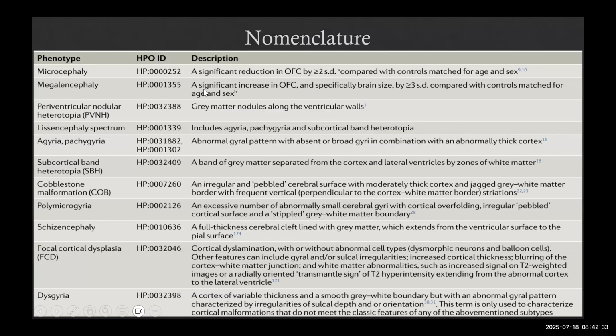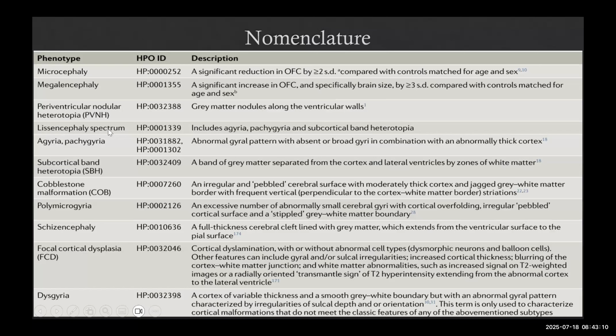So microcephaly, this is a significant reduction in the head circumference, more than 3 standard deviations as compared to the control groups matched for the age and sex. Megalencephaly, this is significant increase in head circumference or the brain size, more than 3 standard deviations. So coming to the disorders per se, the first one is periventricular nodular heterotopia. This is basically no migration. No migration happens from the ventricular zone. So the gray matter nodules lie along the ventricles. So this is periventricular nodular heterotopia.